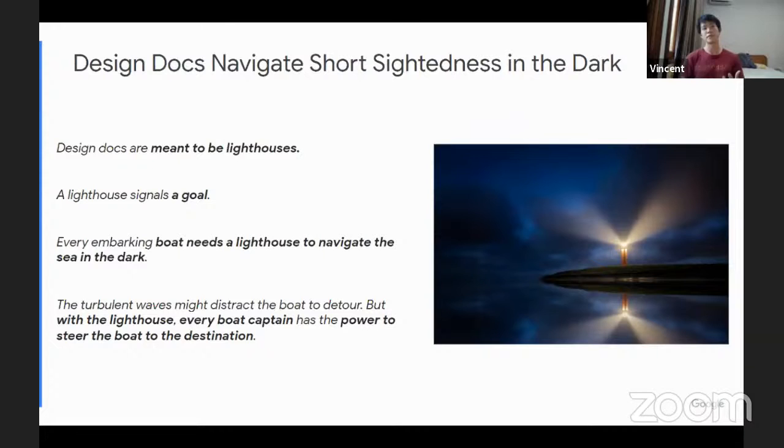What's the purpose? The purpose is to signal a certain goal or destination, so that every embarking boat, especially in the middle of the night, can use the lighthouse to navigate themselves in the dark. And even if a turbulent wave comes in, with the lighthouse, every boat captain can always steer back and reach their destinations safely. So this is the analogy of the design docs.